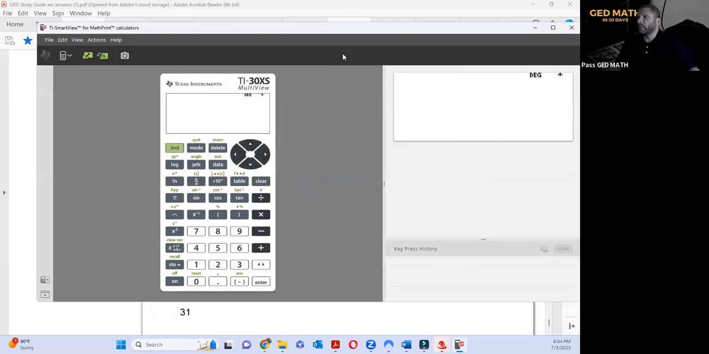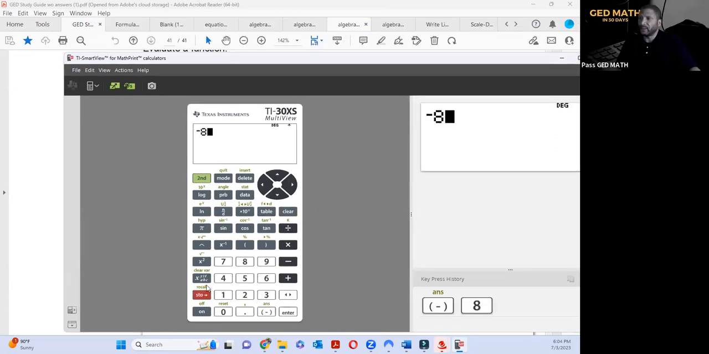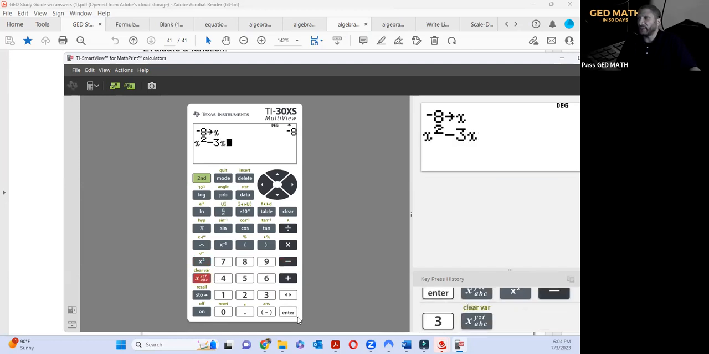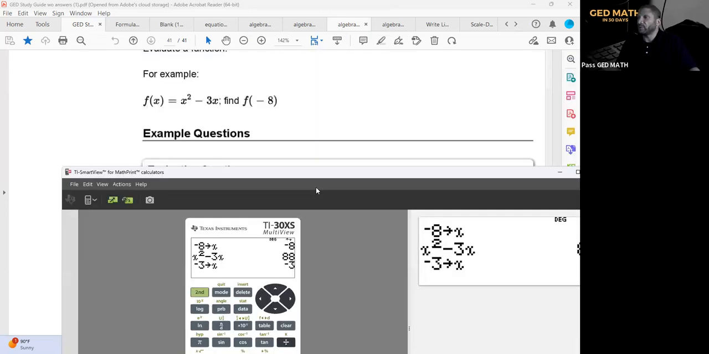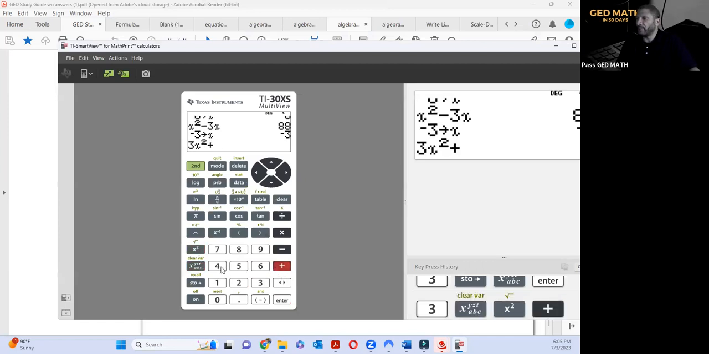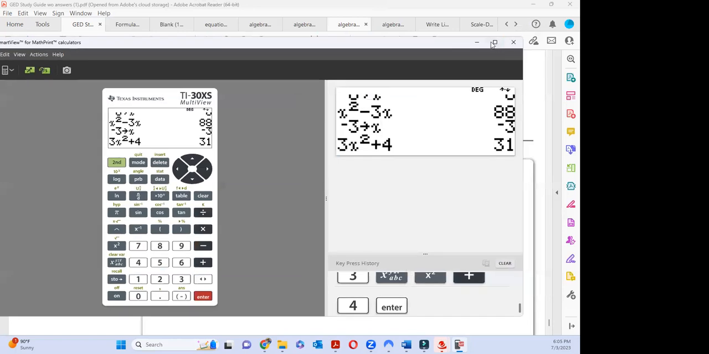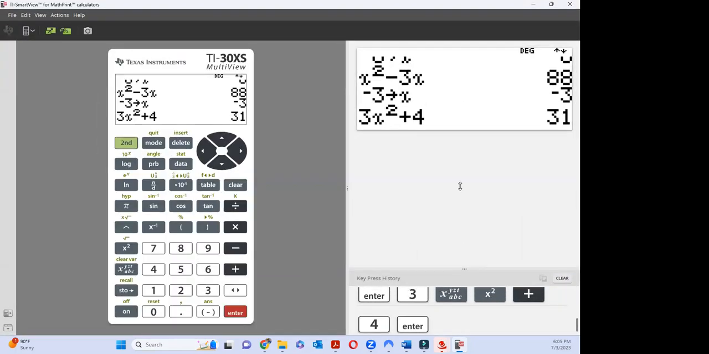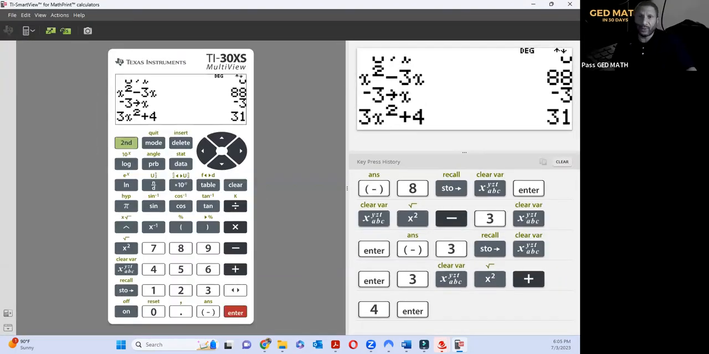That first one, x was -8. So -8, store x, squared minus 3x. I'm done. 88. Then -3, store x, and the second one was 3x squared plus 4. Again, if you take the time to learn how to do it on your calculator, these problems are simple. They're fast. They're easy. You don't have to waste a whole lot of time doing it by hand.